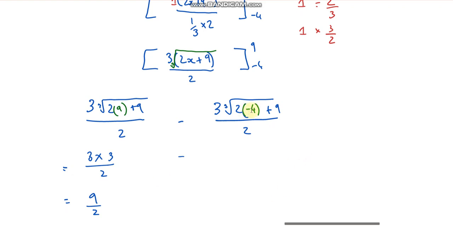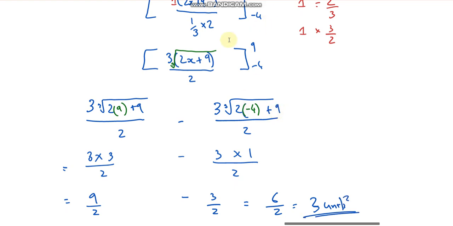This one, okay, -8 plus 9, so that's 1. Cube root of 1 is just 1. So again, you're thinking, yeah, that made sense. That's fantastic. So take away 3 halves. So 9 halves, take away 3 halves, will be 6 halves. So I'm getting 3 units squared. Let's have a look, just double check my answer.